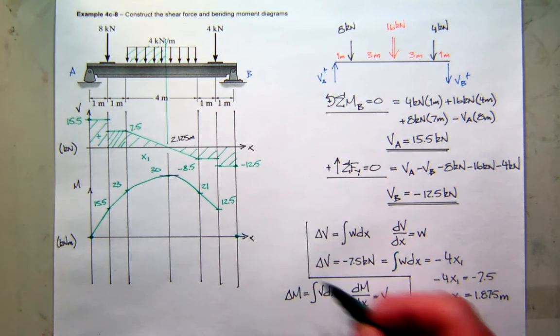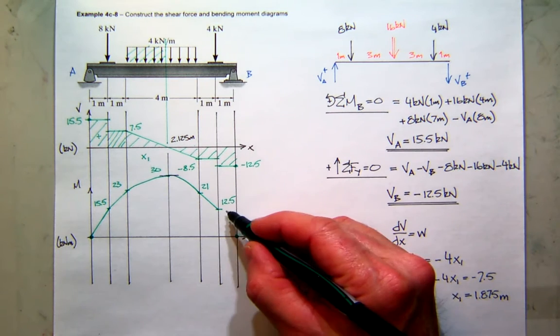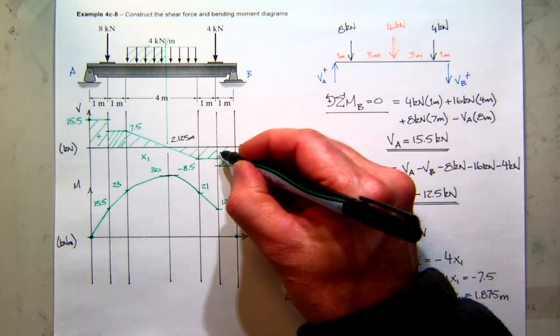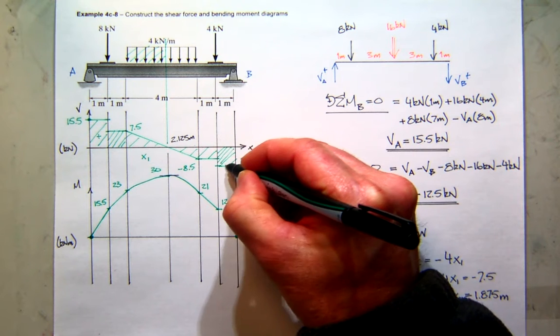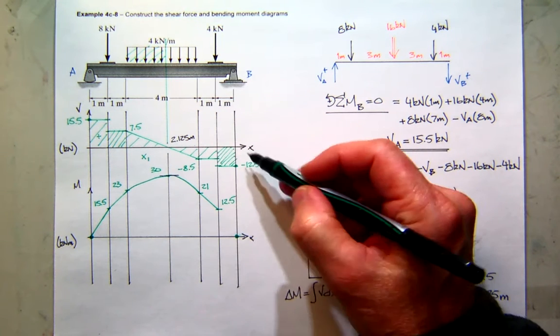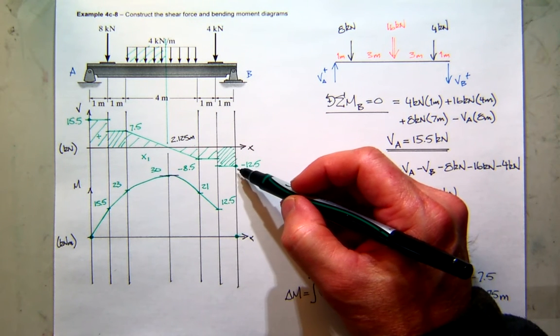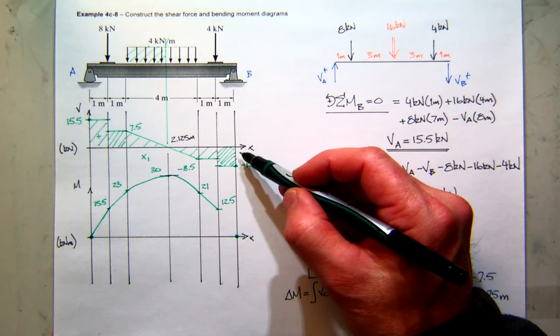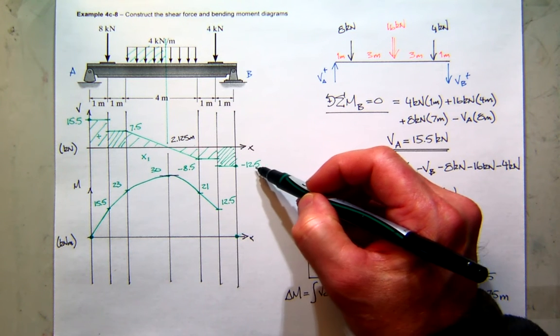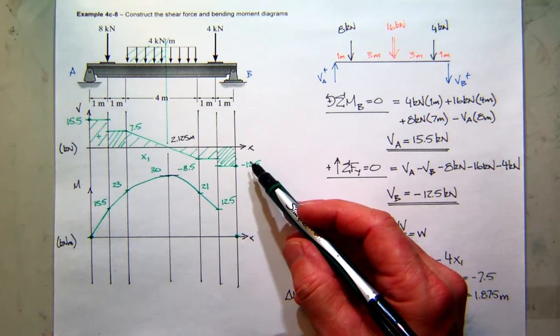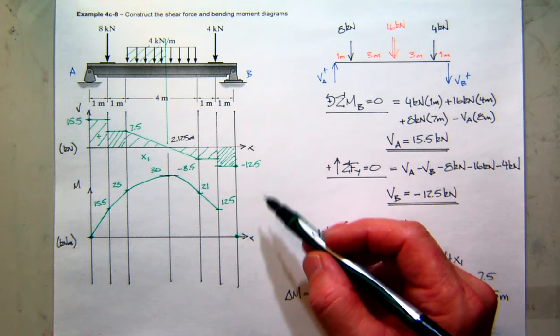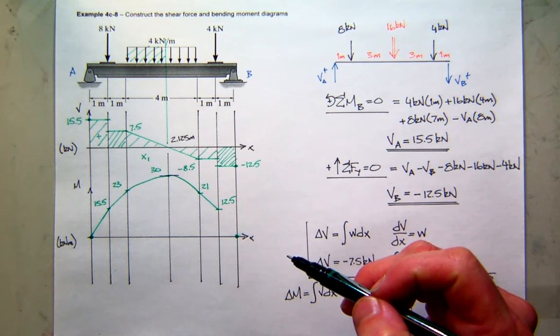And then the change in moment over the last meter is this part. I'll double hatch that so you can see it. And that area is a rectangle. That's easy. So it has a base of 1 meter and a height of minus 12.5, and you can see 12.5 minus the change, negative 12.5, does bring us to 0.